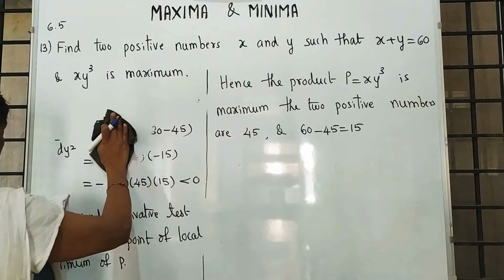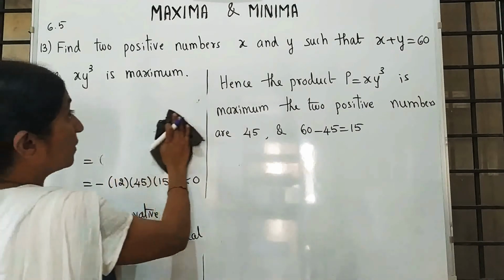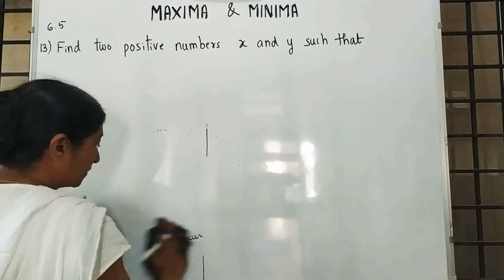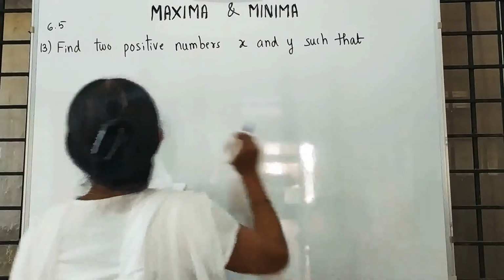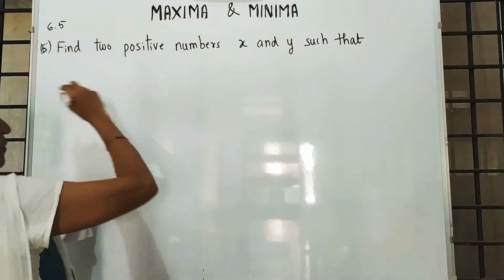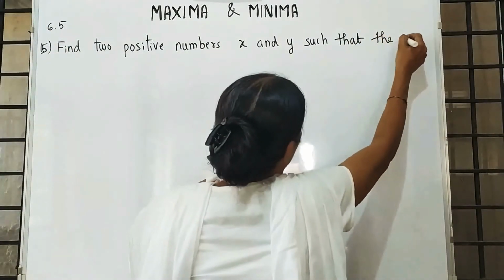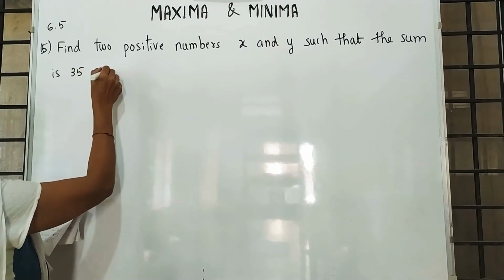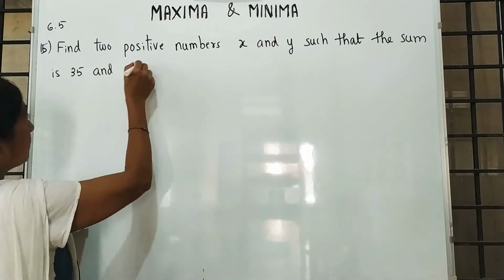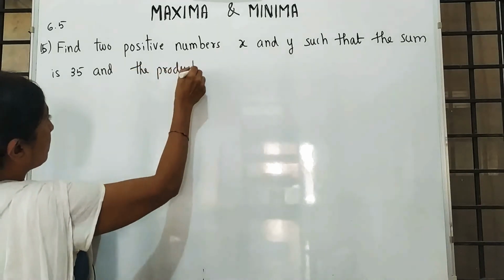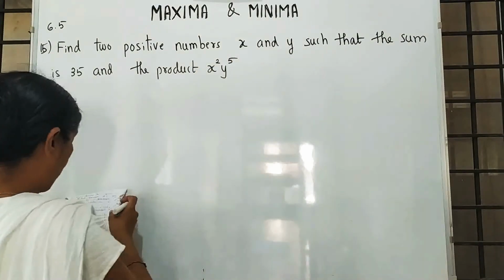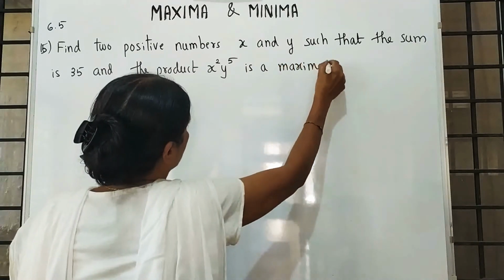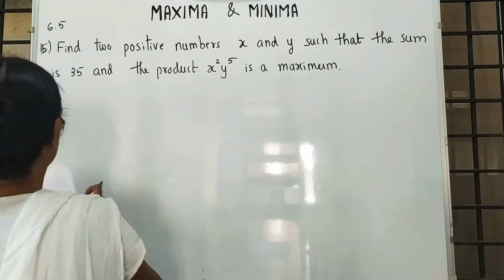Question number 15. Find two positive numbers x and y such that the sum is 35 and the product x square into y raised to 5 is a maximum. Read on.